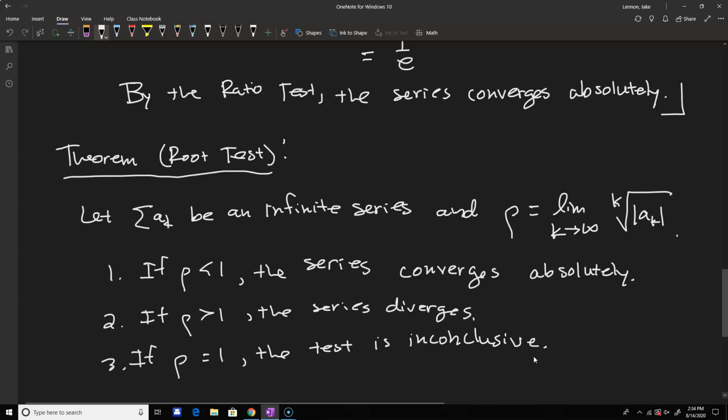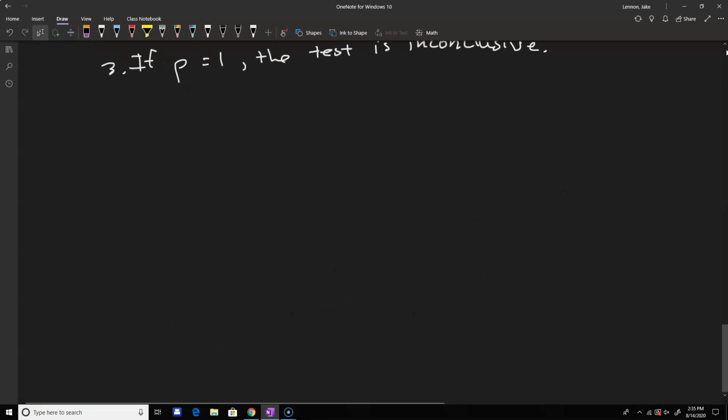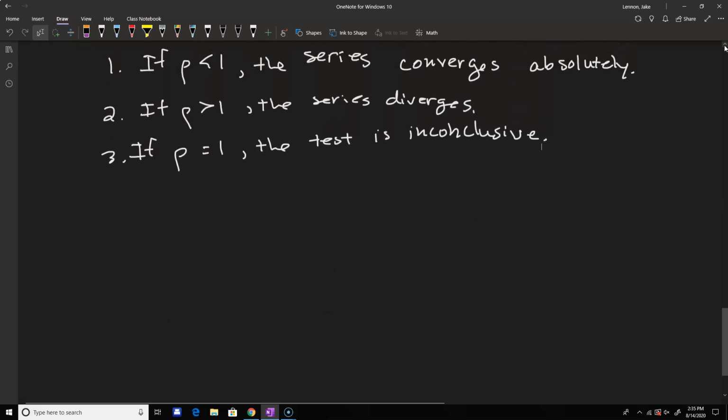I've seen some textbooks nowadays only teaching the ratio test and not the root test, but sometimes the root test is just more convenient. A lot of times both tests will work, but when you have powers, the root test just seems to be a little bit more convenient. So we'll look at 2 examples. Use the root test to determine if the series converge.